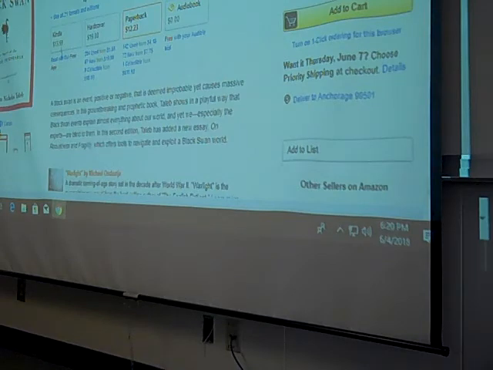Cogent argument. An inductive argument is cogent when the argument is strong and the premises are true. There are ways that you can improve your arguments. We'll do better with this if we get to it when we talk about statistical arguments in the last couple of chapters. The role of new information could change. Here's what we do.